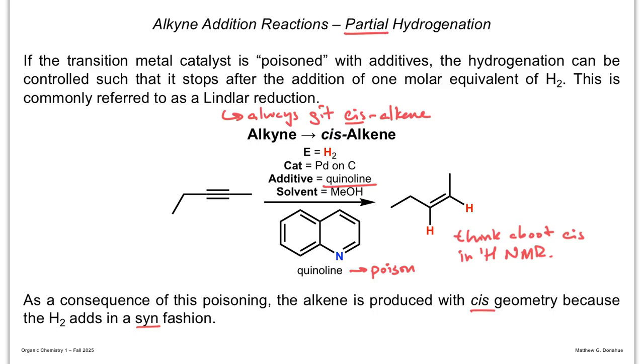So one thing to think about, which I won't answer right now, is how can you prove that you would have a cis alkene by proton NMR? So put everything that we've learned together over the past couple weeks. How do you know that an alkene is cis? What aspect of proton NMR would indicate that?